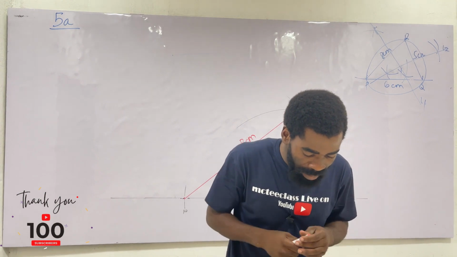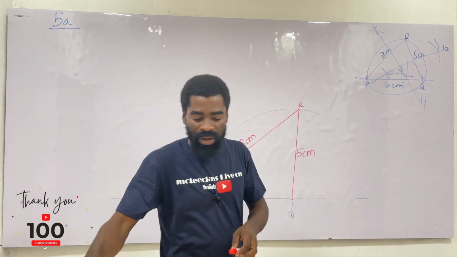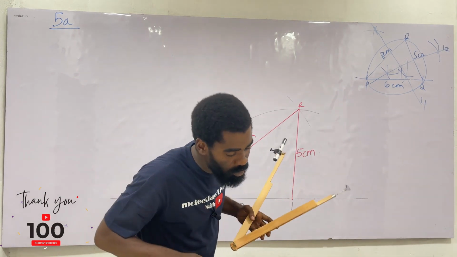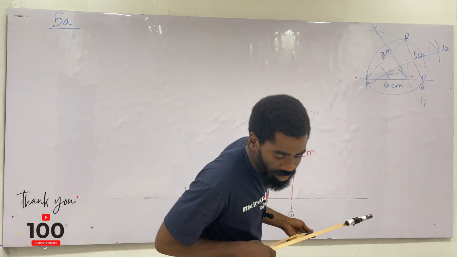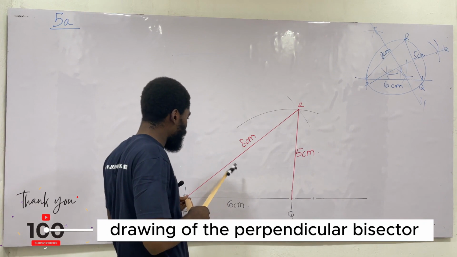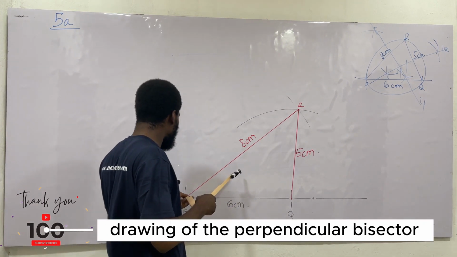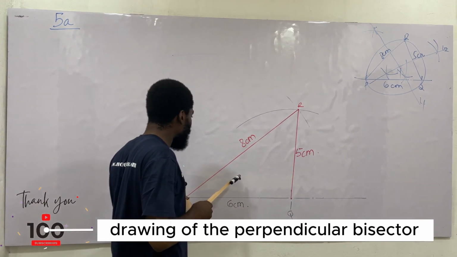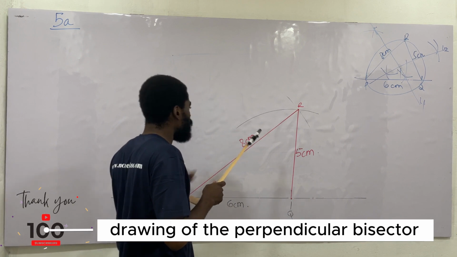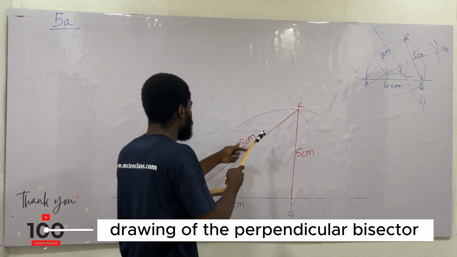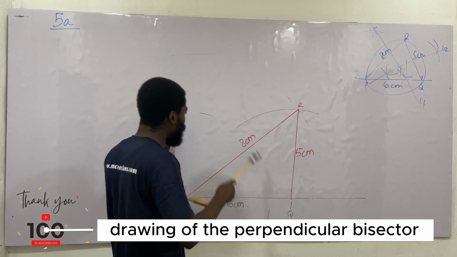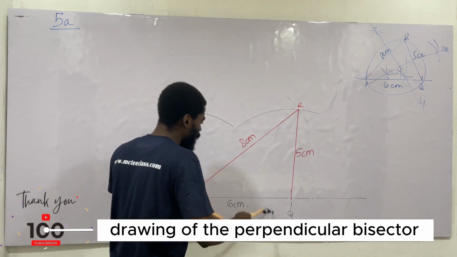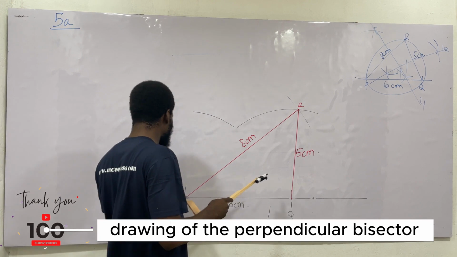Now, I construct a perpendicular bisector of PR first of all. So PR, we stand here, open more than half, an arc above and an arc below. So we stand here, open more than half of this. More than half should be somewhere here. An arc above here and an arc below here. Good. So we have this.